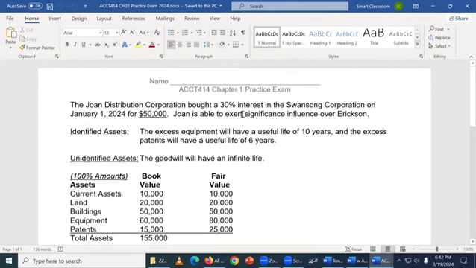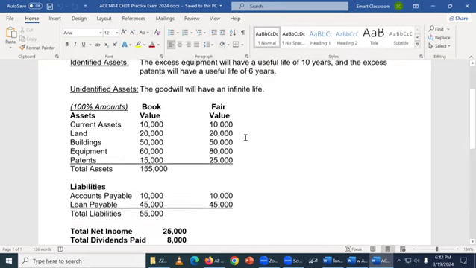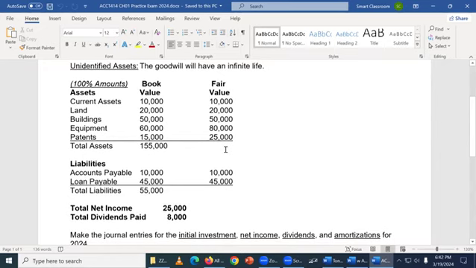Joan Distribution bought a 30% interest in Swan Song for $50,000. Joan was able to exert significant influence over Ericsson. Identified assets: the excess equipment will have a useful life of 10 years. The excess patent will have a useful life of 6 years. All right, so let's take a look and see what they bought.